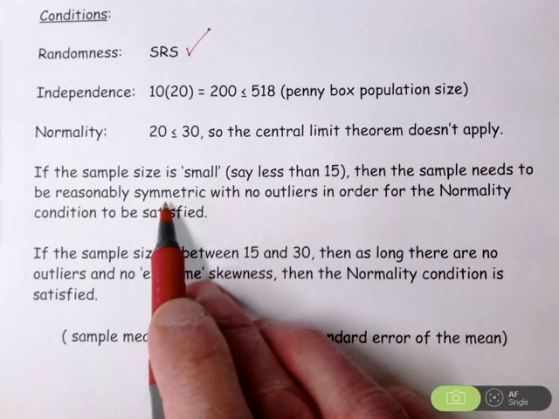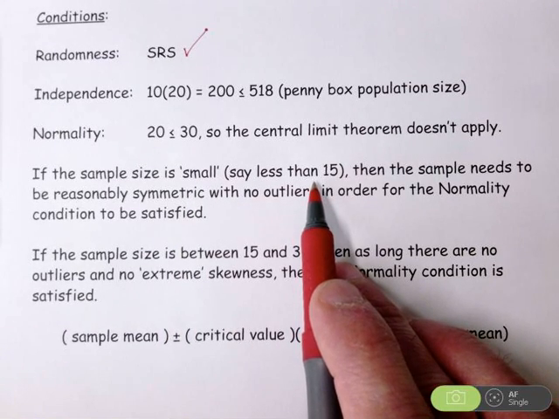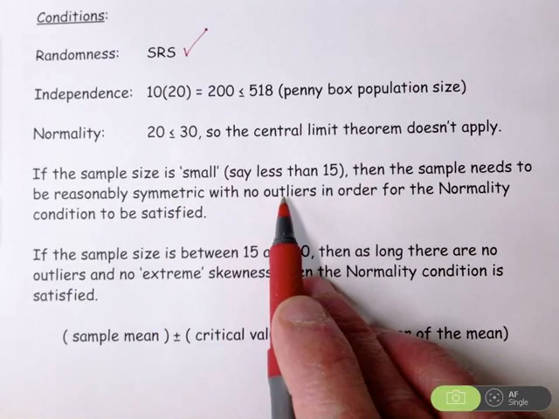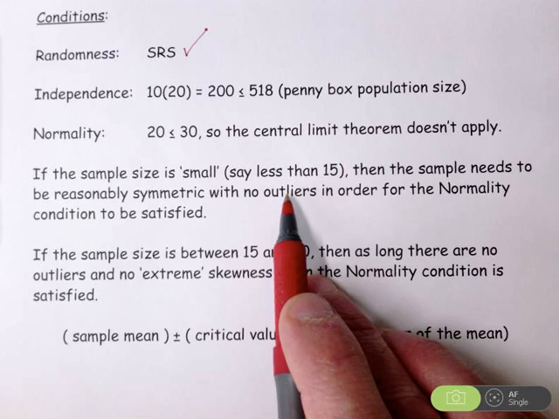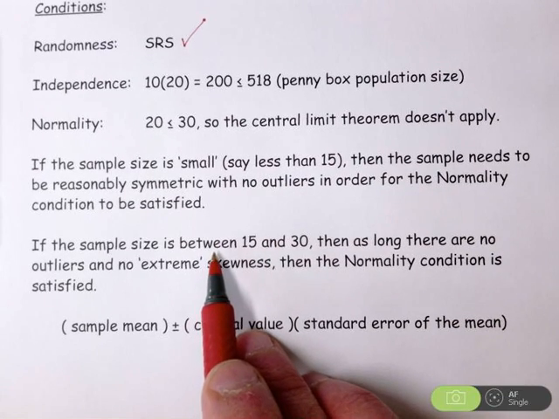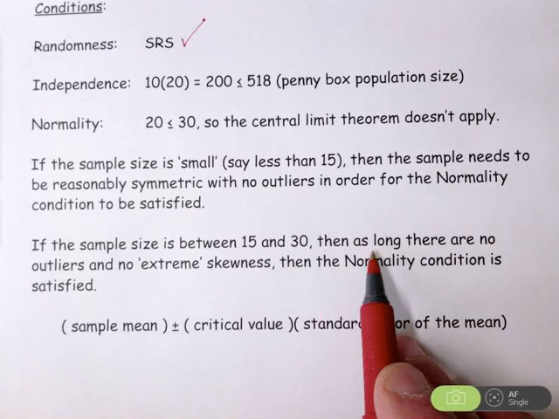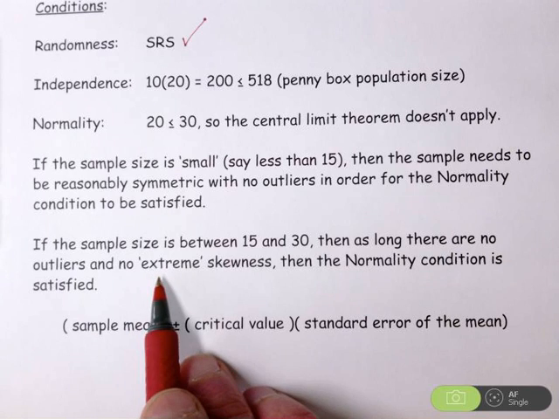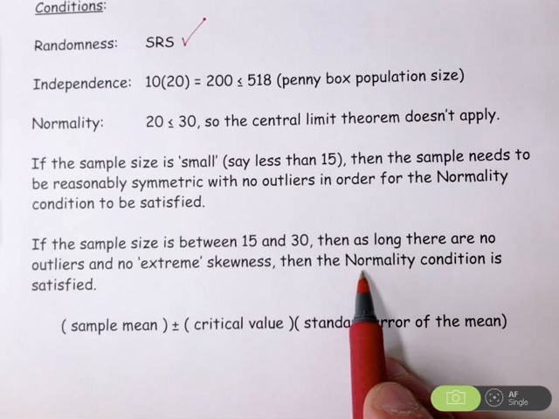So if the sample size is quite small, let's say less than 15, then you want to graph your sample, and you want your sample graph to be reasonably symmetric. You don't want to see any outliers in order for you to believe that the normality condition is satisfied. Now, if you have a sample that's a little bit bigger, let's say it's between 15 and 30 like ours, a sample size of 20, then as long as you don't have any outliers and you don't want any extreme skewness, so you could see a little skewness one direction or the other, but as long as it's not particularly extreme, then again you can consider that the normality condition is satisfied.